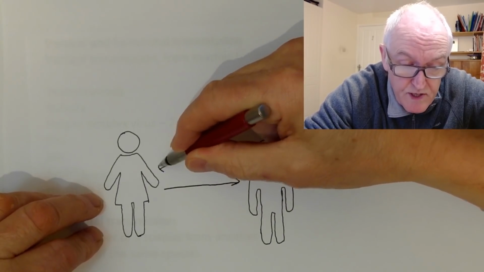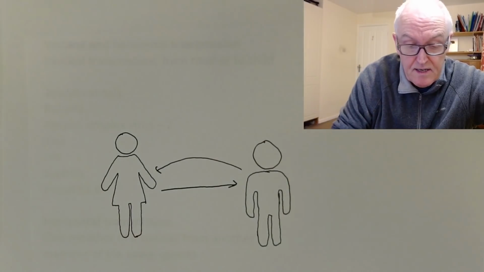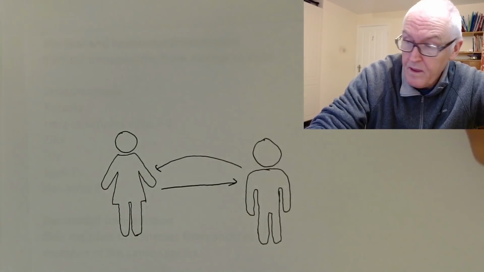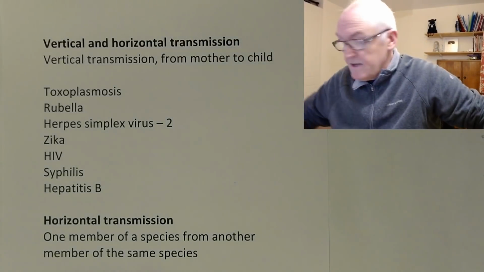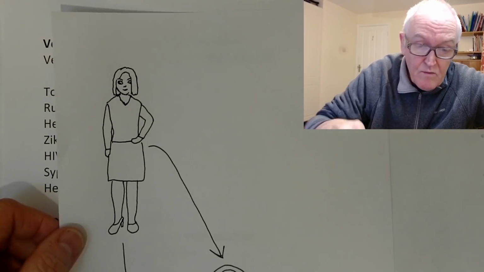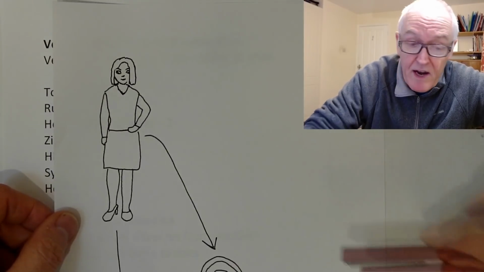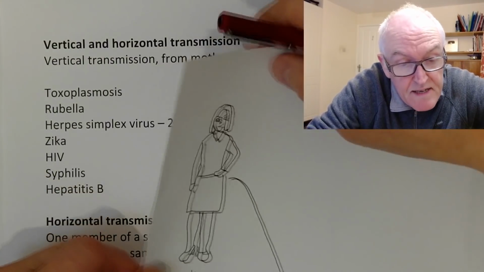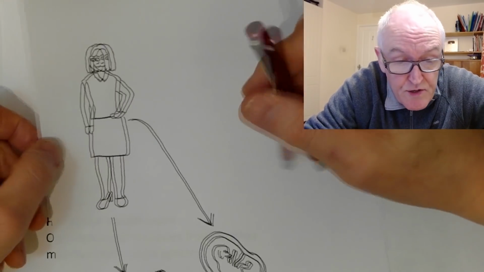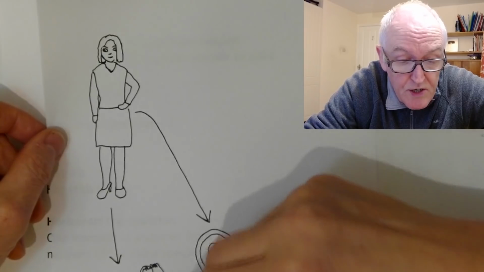It's horizontal between individuals that are standing up. It's horizontal going that way. But the converse of that is vertical infection, up and down the way. Well, down the way really. So here we have mum, and vertical transmission is when infection goes from mother to her child.